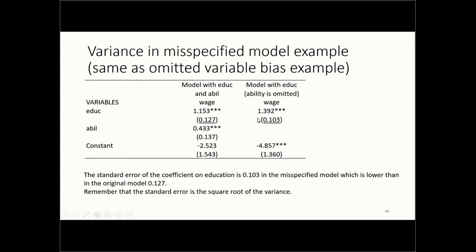But also note what happens to the standard errors. These numbers here, the standard errors in the parentheses. The model that is correctly specified has higher variance or higher standard error, and here it has a lower standard error. Again, the standard error is the square root of the variance. So the correctly specified model, one of its drawbacks is that it does have a higher standard error, which is not desirable.